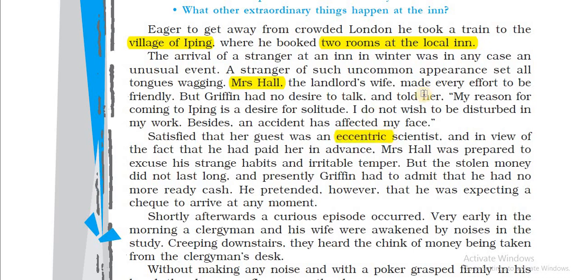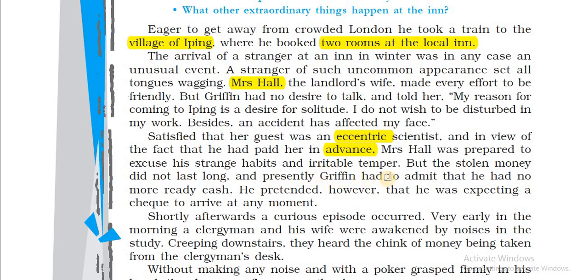Eccentric means uncommon, of uncommon behavior, a scientist of uncommon behavior, and in view of the fact that he had paid her in advance. That means that the Griffin, the scientist, had paid Mrs. Hall the advance for living. That means that he used the money which he robbed from the theatre company's shop, and he gave advance from that money only. Mrs. Hall was prepared to excuse his strange habits and irritable temper.